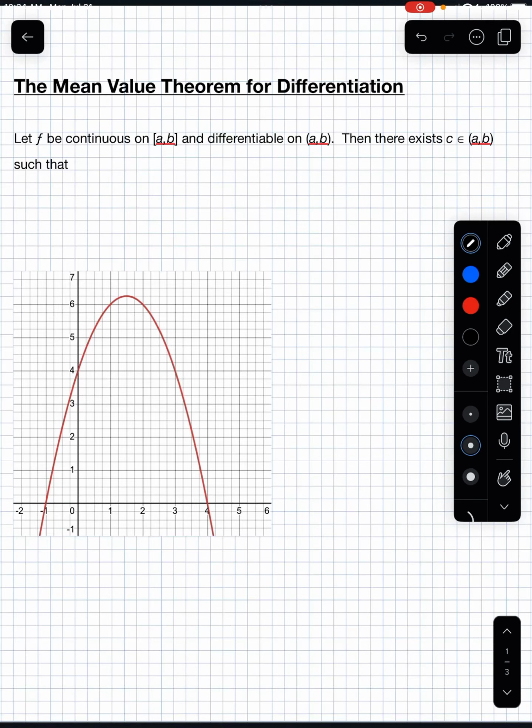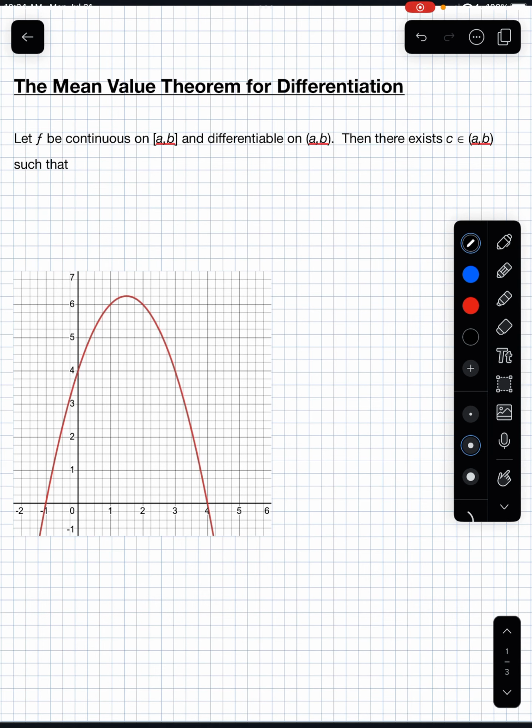The mean value theorem for differentiation is an important theorem that is going to be useful in proving even more important theorems later on, not the least of which being something called the fundamental theorem of calculus, which by its very name is obviously quite important to calculus in general. But for now, we just talk about the mean value theorem for differentiation.